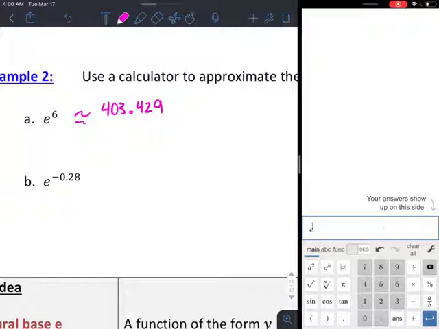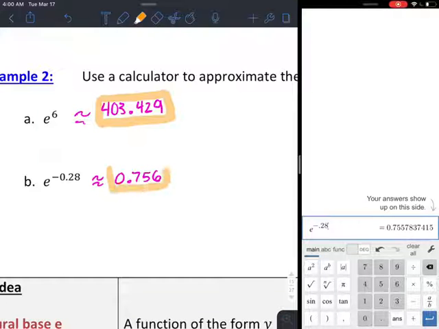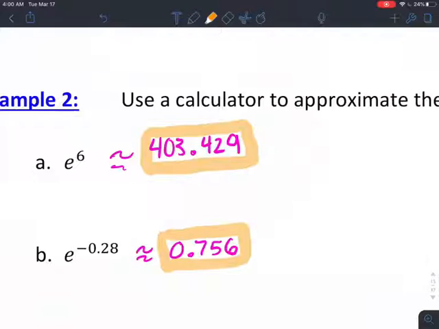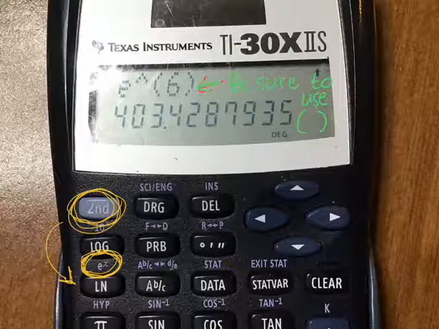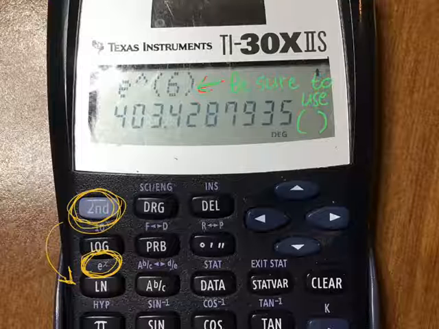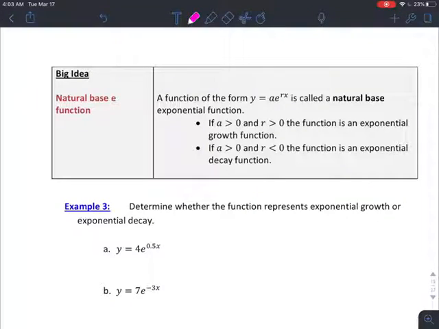E to the negative 0.28, you can again just use a calculator to approximate, which is approximately 0.756. Let me show you what the buttons look like on a regular calculator. So you'd hit your second key, at least on mine, and then it's on the capital LN button. Pops up e to the, and it'll give you an opening parentheses, and then just type your power and be sure to close your parentheses.